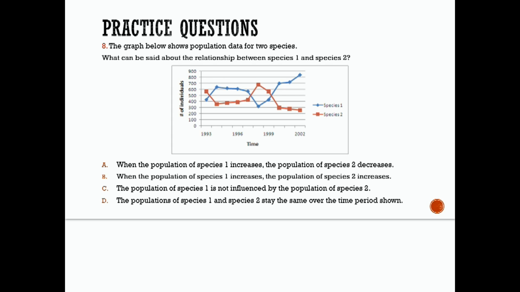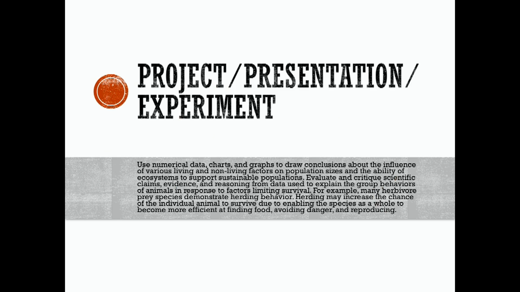So this might imply a predator-prey relationship maybe between the 2 species. So the other possibility is that the 2 species are maybe competing for food or other resources as they would if they were trying to occupy the same niche. So let's look at our answer choices, and it looks like A. When the population of species 1 increases, the population of species 2 decreases.